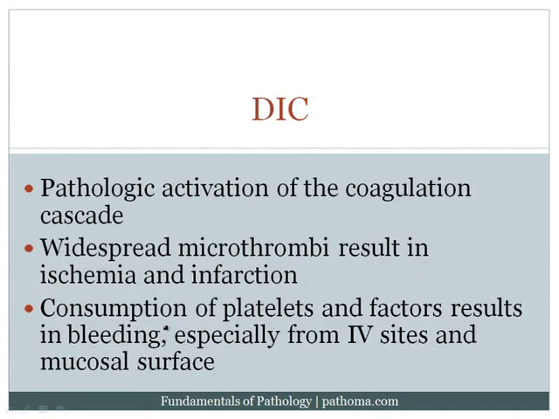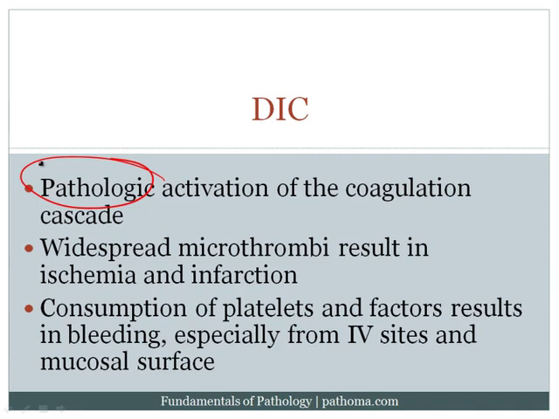The next of the disorders, disseminated intravascular coagulation, and the idea here is that we get pathologic activation of the coagulation cascade. Now normally physiologic activation would be, for example, if we had damage to the blood vessel and we needed to activate the coag cascade. This is pathologic activation, abnormal activation of the coagulation cascade. Now the problems are going to be twofold.